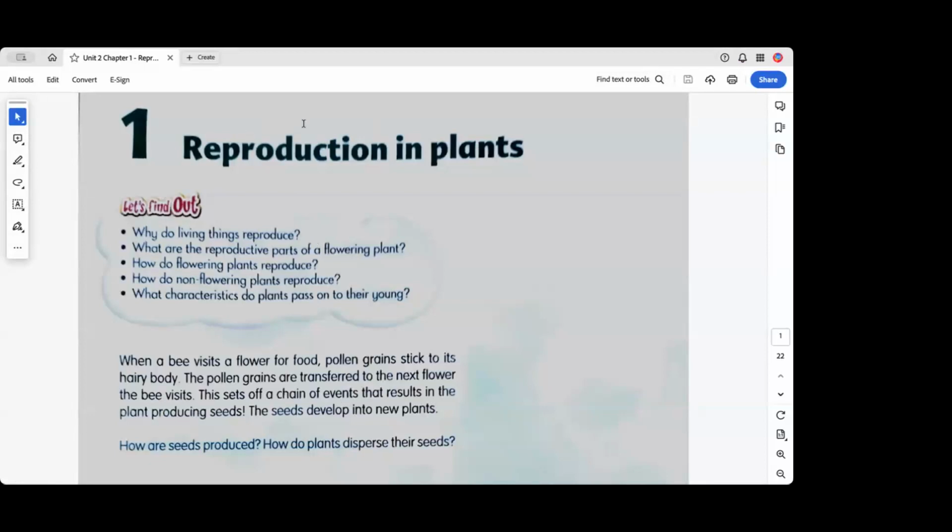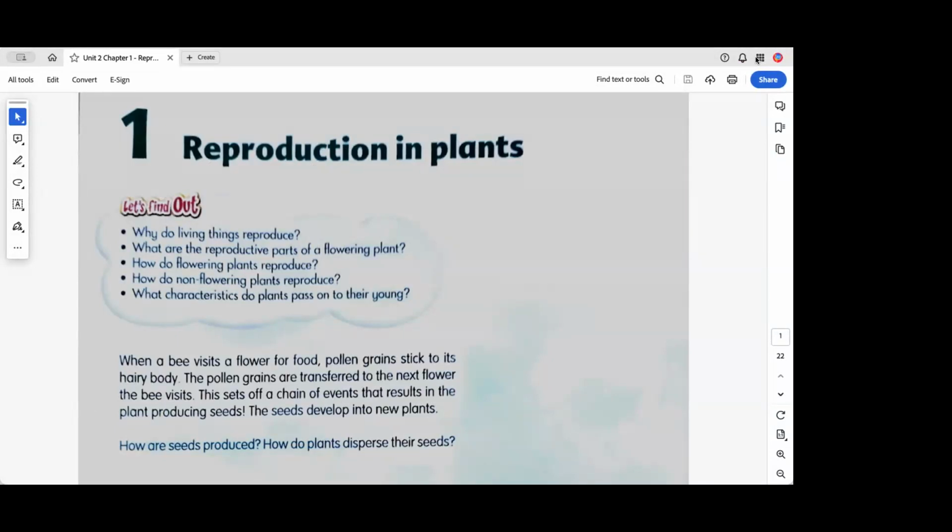All right, a very good day, everyone. Welcome to Unit 2 of the We Love Science series. Today we're looking into reproduction in plants. In the previous unit, we looked into the life cycle of living things: animals have 3 stage and 4 stage, plants also have 3 stage and 4 stage. So let us dive in and see what exactly reproduction in plants is all about.